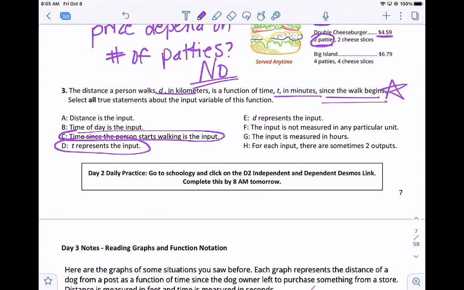So your assignment then to kind of practice this idea of independent, dependent variables is on Desmos. So the link should be in Schoology. Also, if you go to your student Desmos account, it will be there as well.